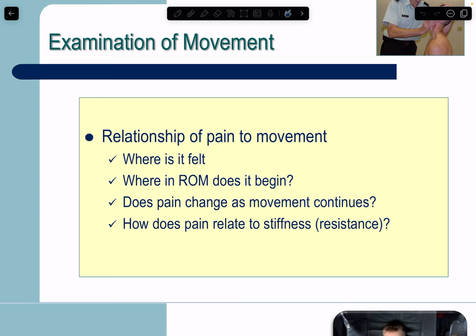And then does pain change as movement continues? So, oh yeah, I feel my pain, and then you overpress and actually feel a lot better. That's weird, but it can happen. And then how does the pain relate to stiffness and resistance? So this is something that you will come to appreciate and hate because you're going to learn how to draw movement diagrams. It's Kelly's favorite exercise. But you'll only do it a couple times, but it's going to make you think about what you feel with your hands, or however you're assessing things, whether it's vertebral column or peripheral joints.